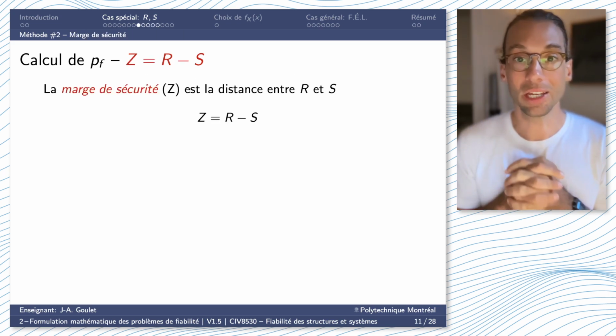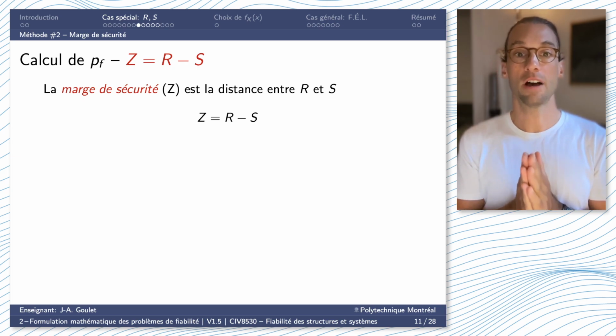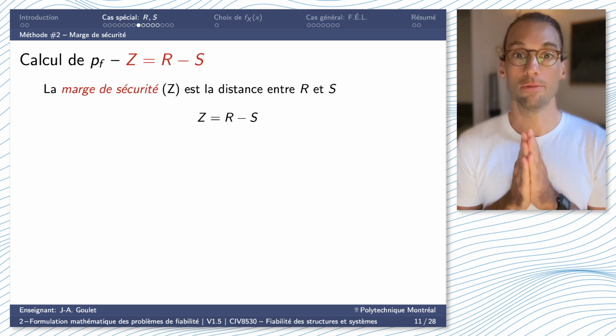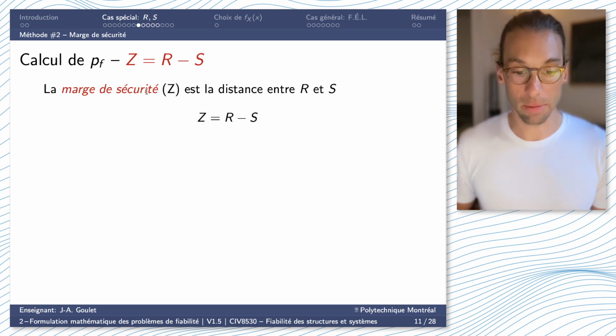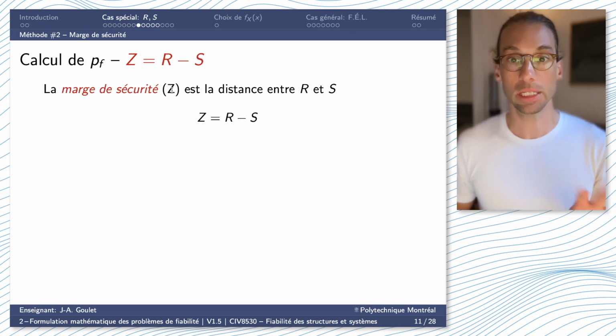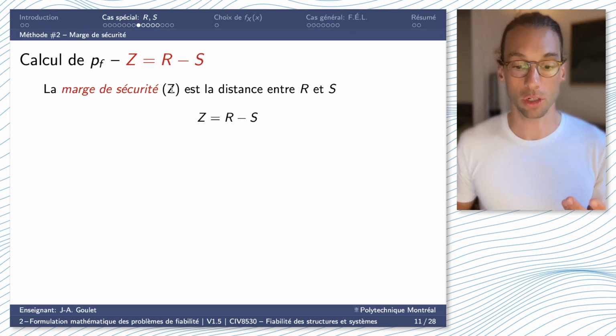So now let's see a key concept that's going to help us define our beta, or reliability index. That key concept is named the safety margin. So we're going to model a safety margin, Z. Whenever you see Z in this class, we're going to refer to a safety margin. The safety margin is the distance between my resistance and my solicitation. So Z equals R minus X.